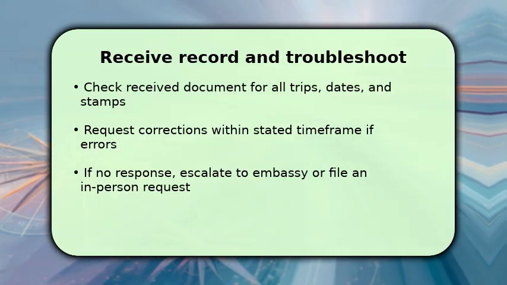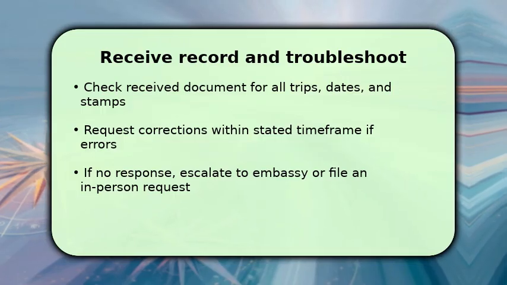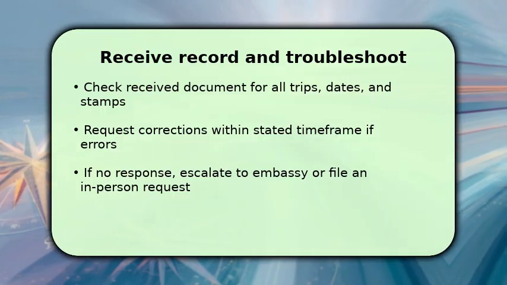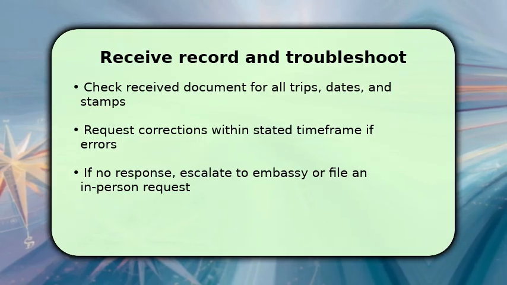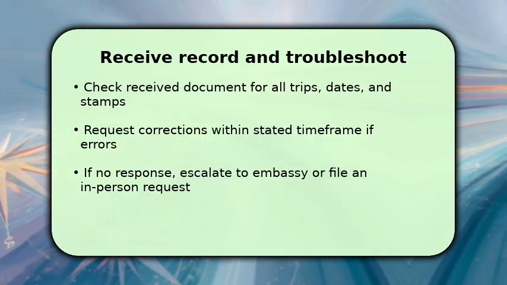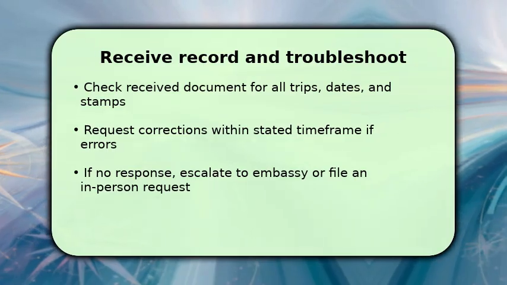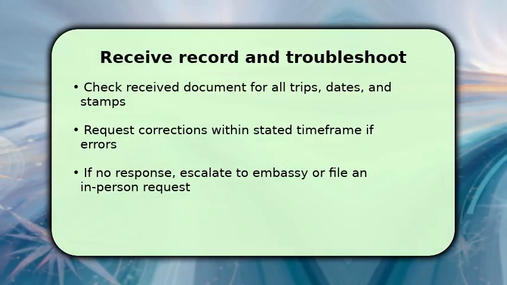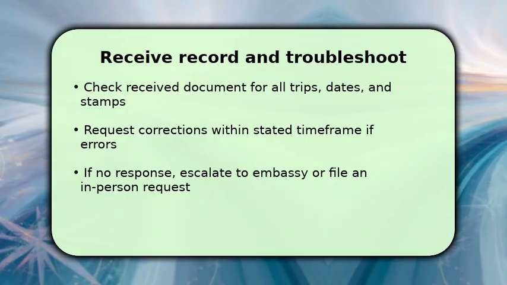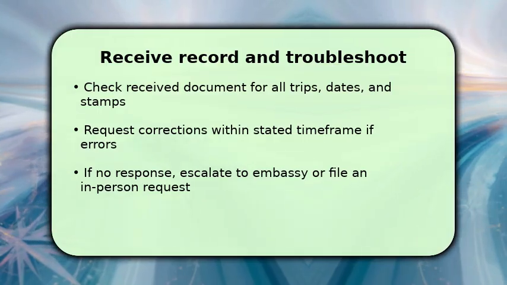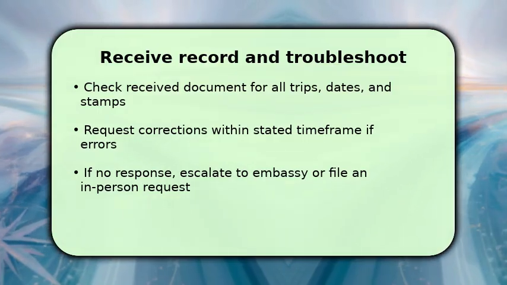If something is missing or incorrect, notify the issuing authority immediately and provide supporting evidence like boarding passes or visas. If you do not get any reply, escalate by visiting the immigration desk in person or contacting your embassy for assistance. A single troubleshooting tip: always keep scanned backups of all submitted documents to resend.